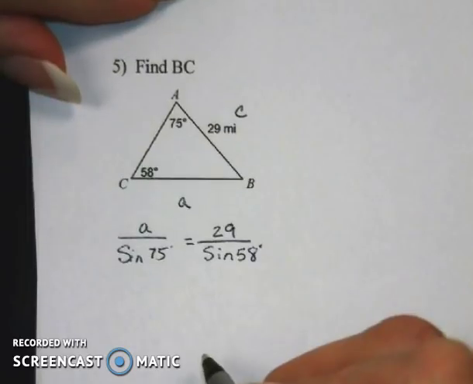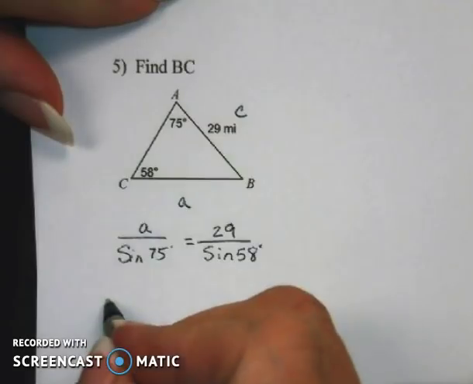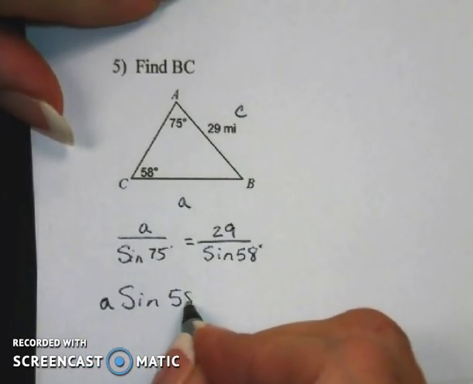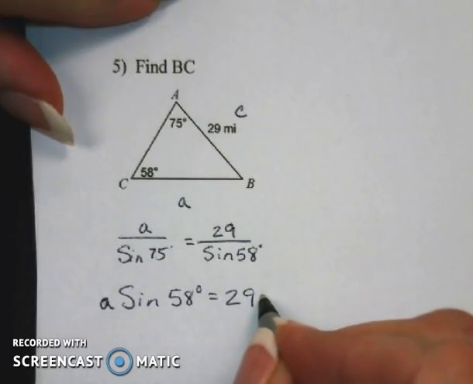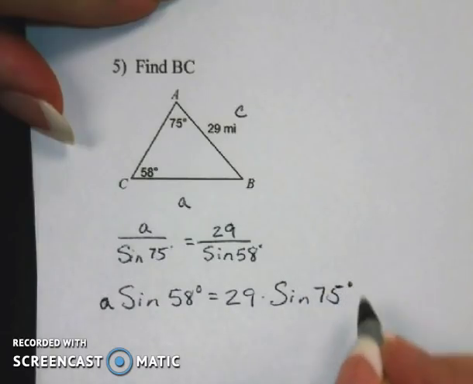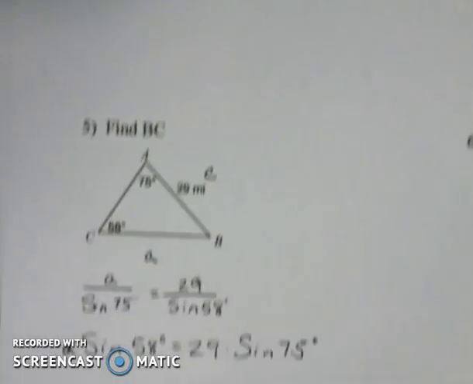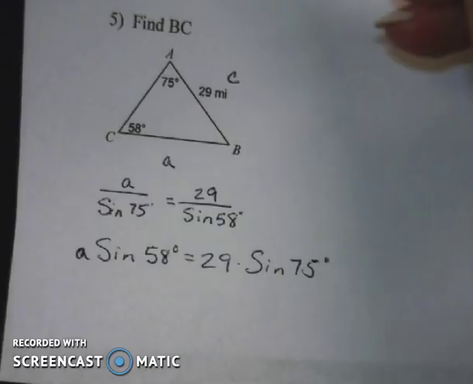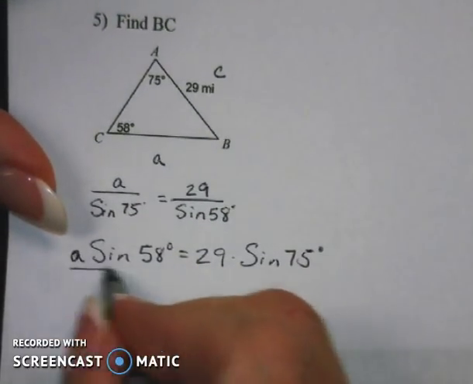Again, I'm going to use cross products. I'm going to cross multiply. A times the sine of 58 degrees is equal to 29 times the sine of 75 degrees. And I want the A by itself. Oh, excuse me. A by itself. So I need to divide by the sine of 58.